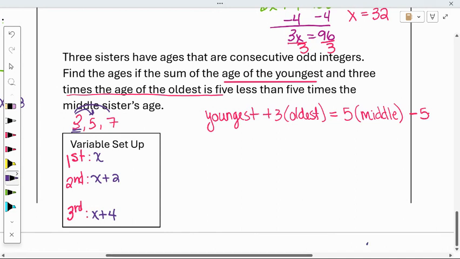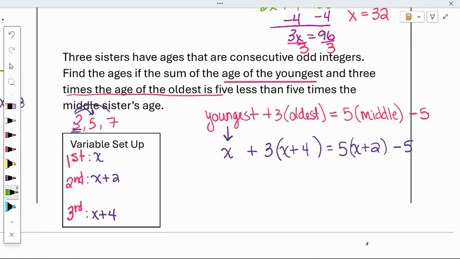What integer is representing the youngest child? X. Good job. It's the first one. Plus 3 times the, what integer expression is representing the oldest? Good job. X plus 4 equals 5 times the, what integer expression is representing the middle child? Excellent. Minus 5. We got some distribution on both sides. Then we're going to have to combine like terms.